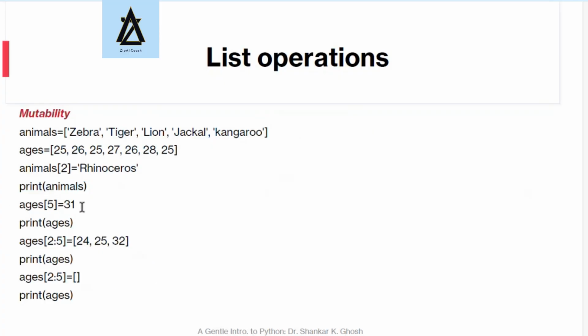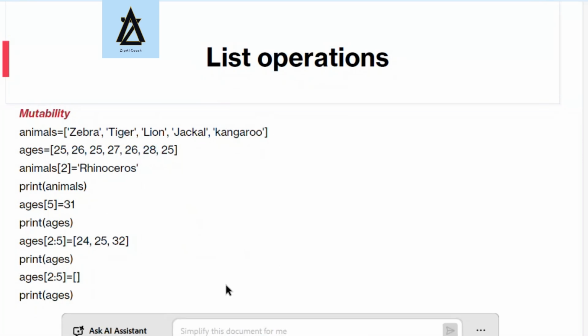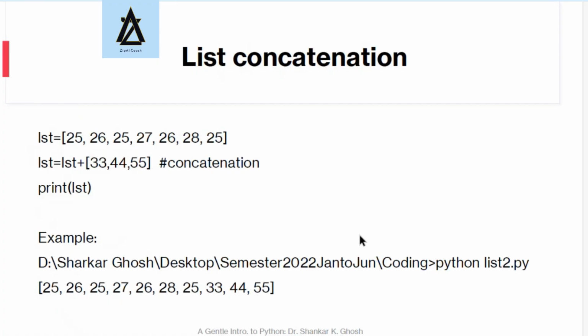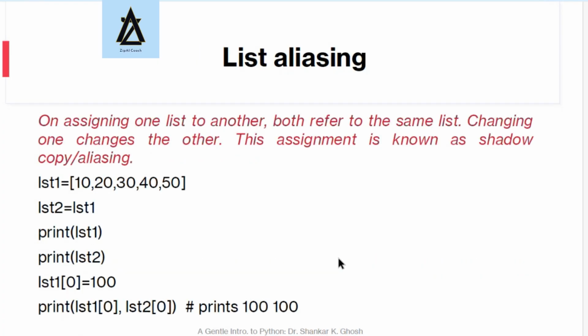If you write ages[5] equal to 31, then the fifth element, that means 0, 1, 2, 3, 4, 5, so the 28 will be replaced by 31. And so on. The rest of the operations are very similar to what we have already discussed. You can concatenate two lists just using plus. Again, I recommend that you write those programs, and only then will you understand.